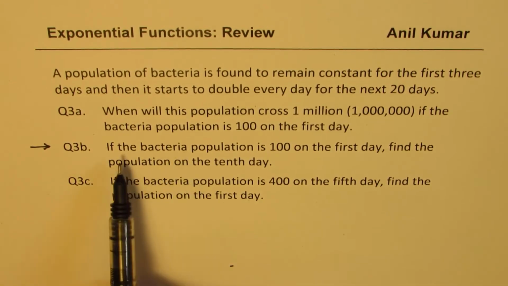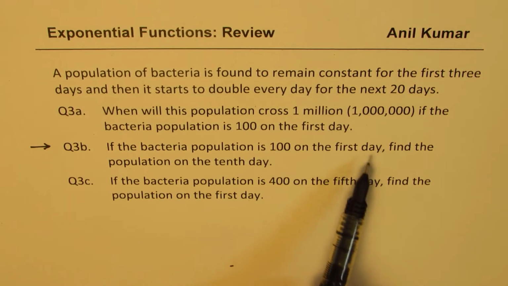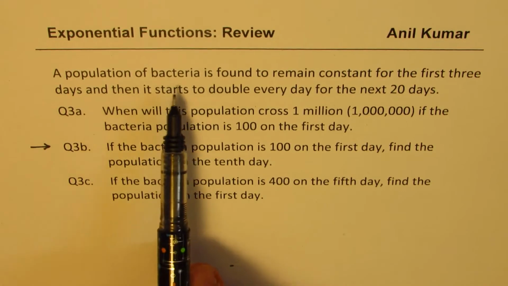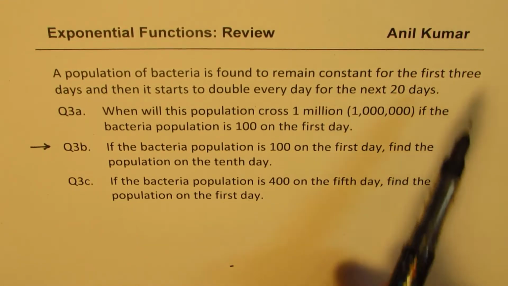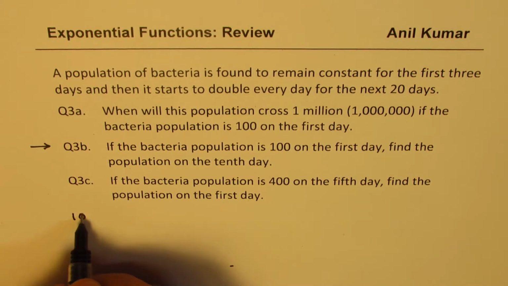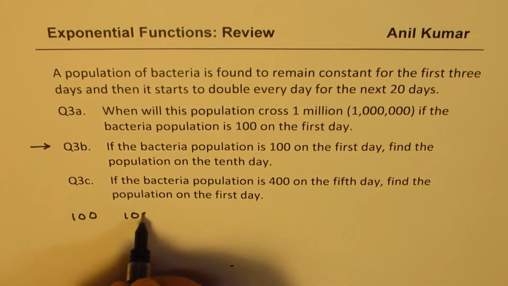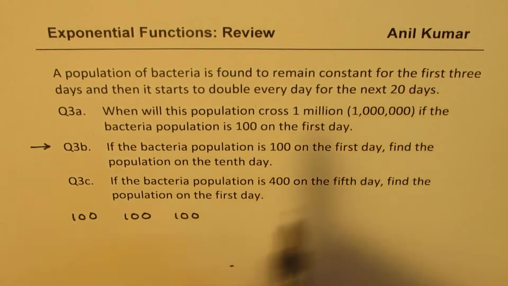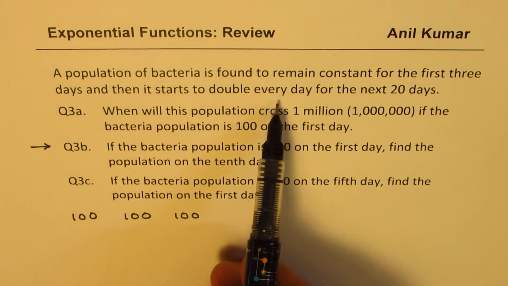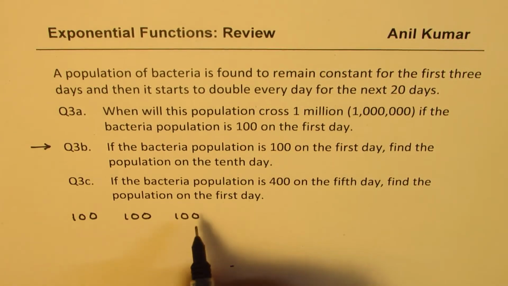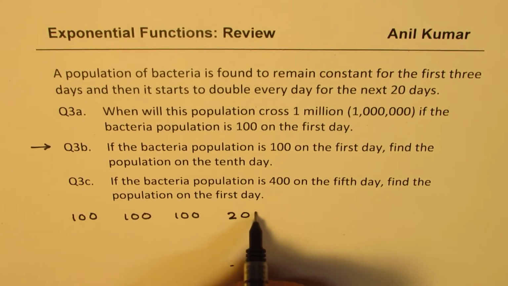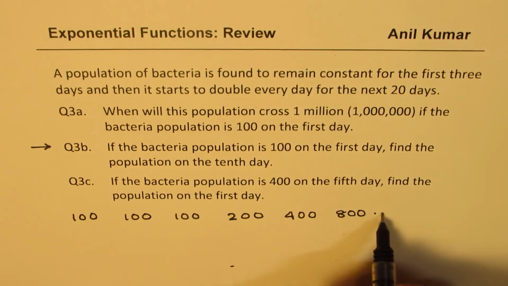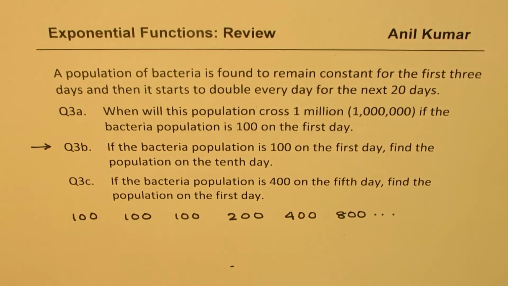So let's begin with part B and understand what the equation should be. If the bacteria population is 100 on the first day, find the population on the 10th day. The condition is that the population remains constant for the first 3 days. So if it is 100 on the first day, the second day also it is going to be 100, third day also it is going to be 100. So first 3 days it is constant. Then it starts to double every day for the next 20 days. Now it starts to double, so it becomes 200 and then 400 and then 800 and so on.